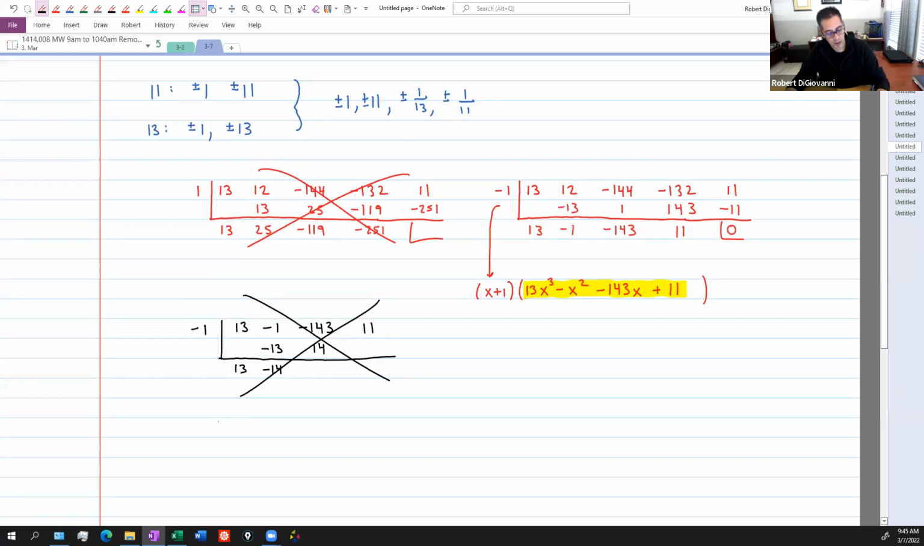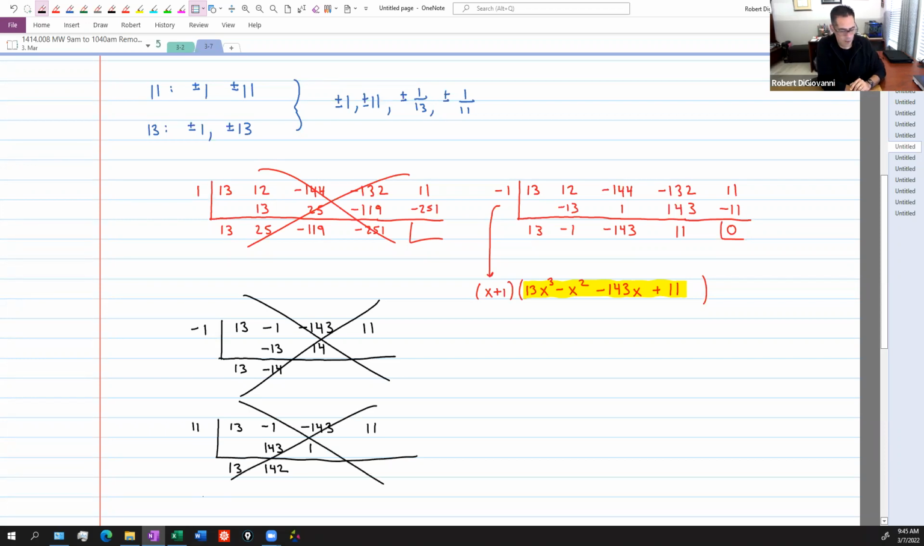So now I'll move on to 11, because that's the next number in my list. 13, negative 1, negative 143, and 11. So let me try 11 here. 13 comes down. I just don't want to mess up my math here. Add down, we get 142. This is not looking good. 11 times 142. Wow, 1,000. This isn't going to work either, is it? Do y'all see this isn't going to work? The numbers are just too big.